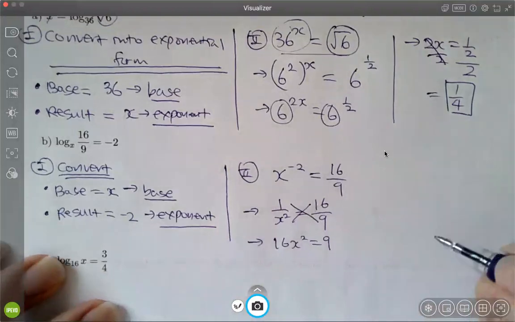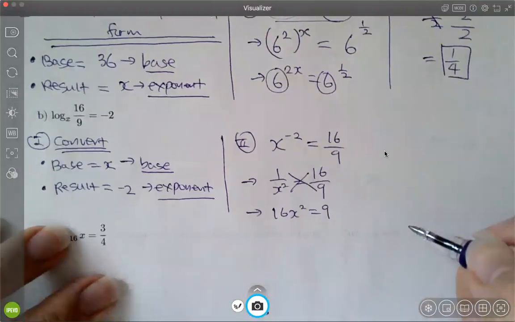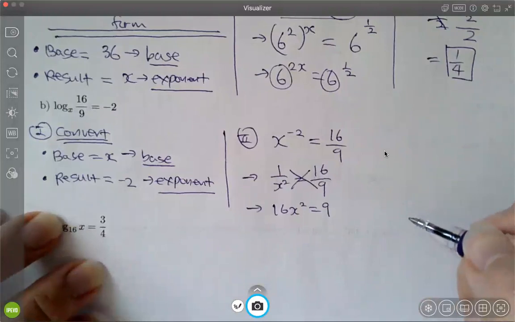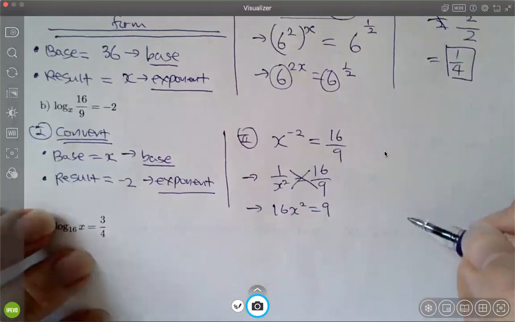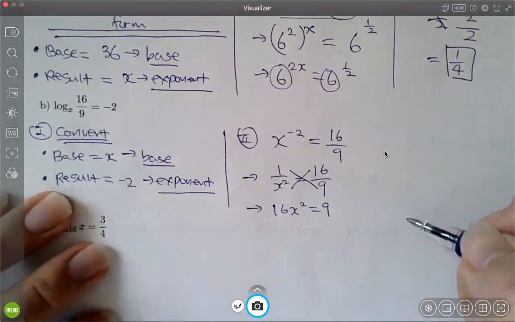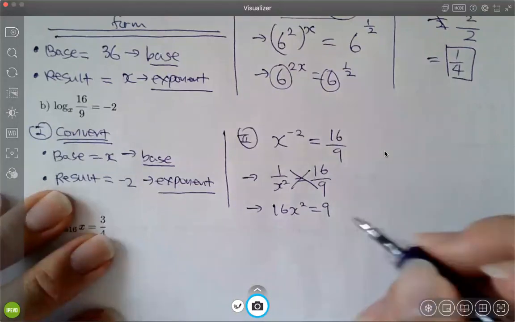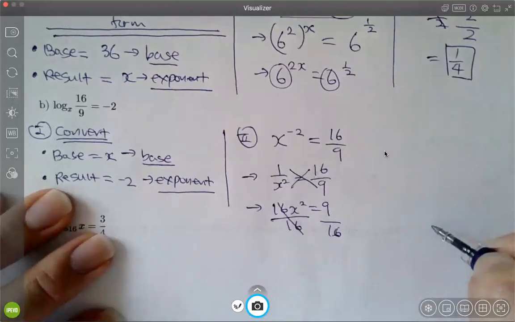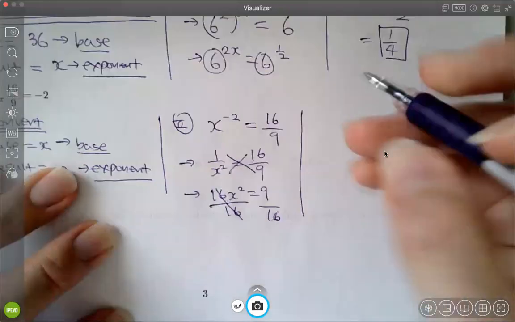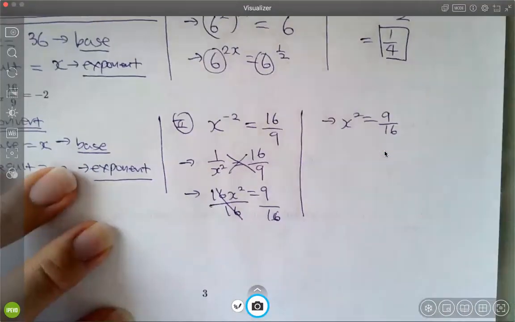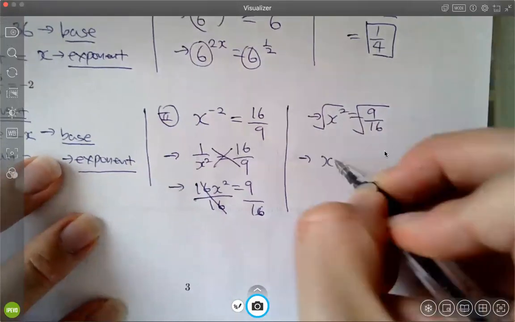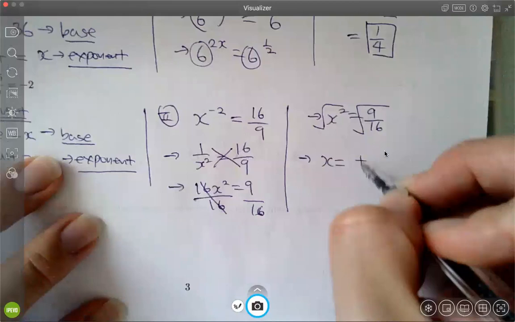Okay, and now, can we take the square root right away? No. What do we have to do first? That, right? Okay, so we have x squared equals 9 over 16. And then we can take the square root, right? Okay, so what do we get? X is equal to plus minus, don't forget plus minus, and then 3/4, right?